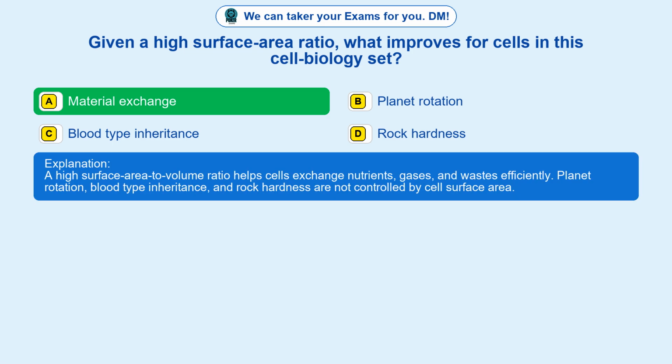A high surface area to volume ratio helps cells exchange nutrients, gases, and waste efficiently. Planet rotation, blood type inheritance, and rock hardness are not controlled by cell surface area.